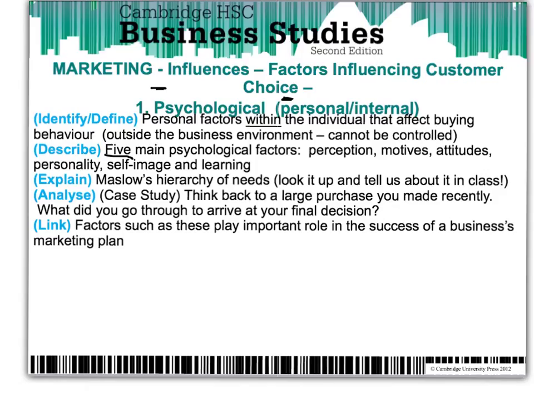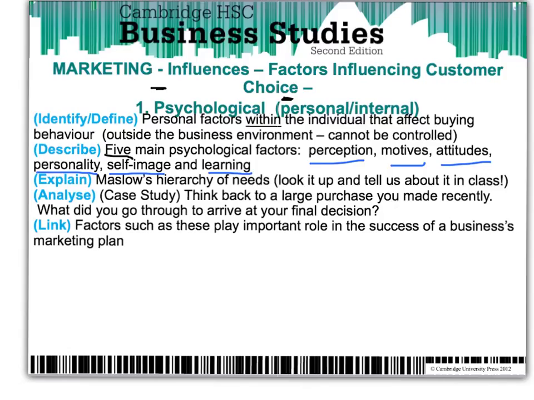There is perception, motives, attitudes, personality, self-image, and learning. And that's actually 6. Sorry. I want you to look up something, Maslow's hierarchy of needs. Some of you may already know what that is, but that's going to help us understand these psychological factors.